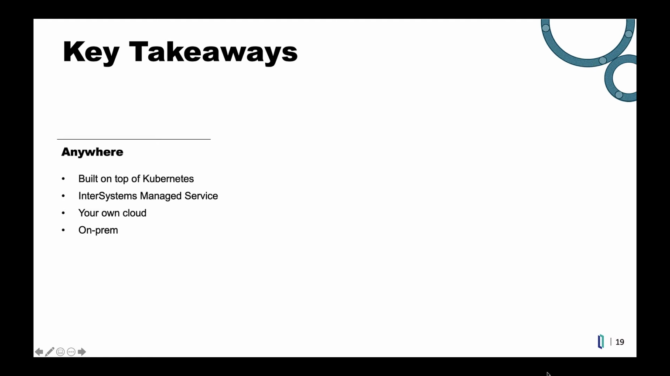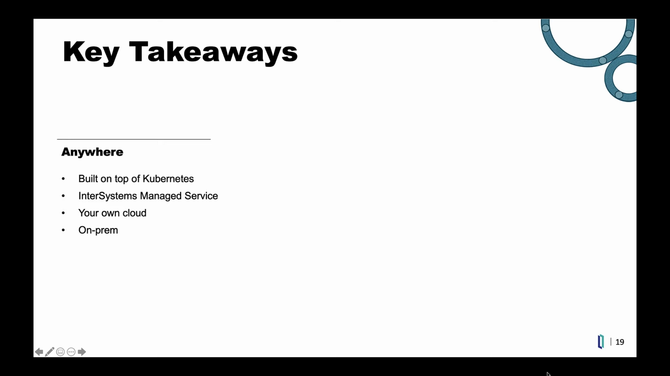What are the key takeaways? First of all, anywhere. Because we have built Smart Data Services on top of Kubernetes, you can deploy it on-prem, inside your own data center. You can deploy it on your cloud of choice, and you will be able also to deploy it as an InterSystems managed service, and we will hide all about Kubernetes from you. All you're going to see is that nice canvas that you saw during the demo. You wouldn't have to worry about anything related to Kubernetes.